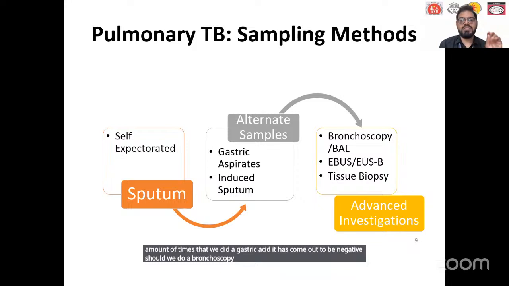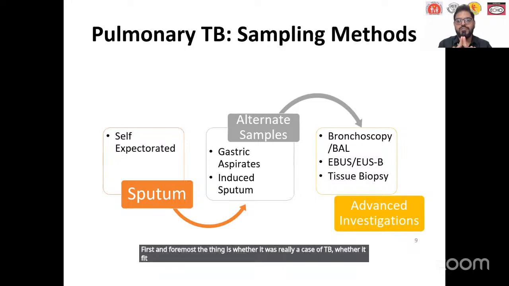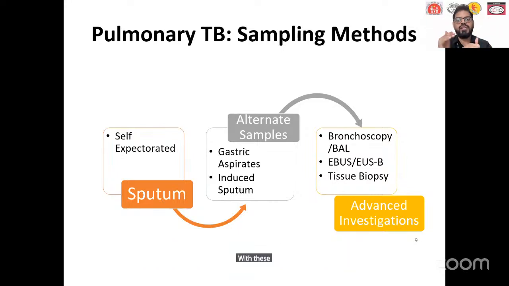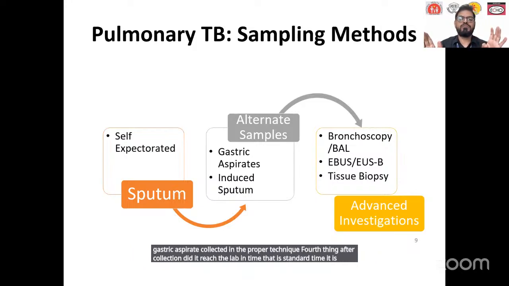So the standing message is bronchoscopy is not the answer for each and every patient. First and foremost, whether it was really a case of TB, whether it fit into the diagnosis of presumptive TB, number one. Second, was the X-ray suggestive of TB? With these two conditions satisfied, third and the most important thing, was the gastric aspirate collected in the proper technique? Fourth thing, after collection, did it reach the lab in time? That is standard time. It is said it should reach the lab within 4 to 6 hours.